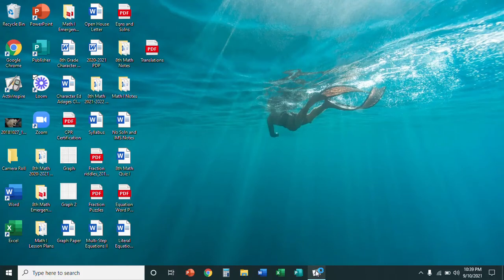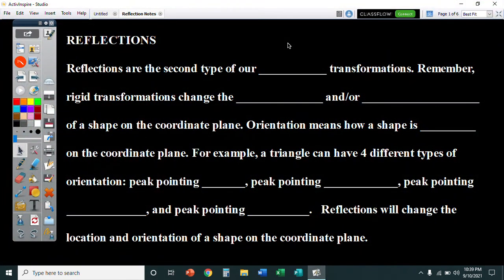So now that we're finished with translations, we're going to start talking about reflections. Now, reflections are the second type of our rigid transformations. Remember that rigid transformations change the location and/or orientation of a shape on the coordinate plane. So translations and reflections are our first two types of transformation. There's only rigid transformations. There's only one more rigid one, which we'll discuss later.